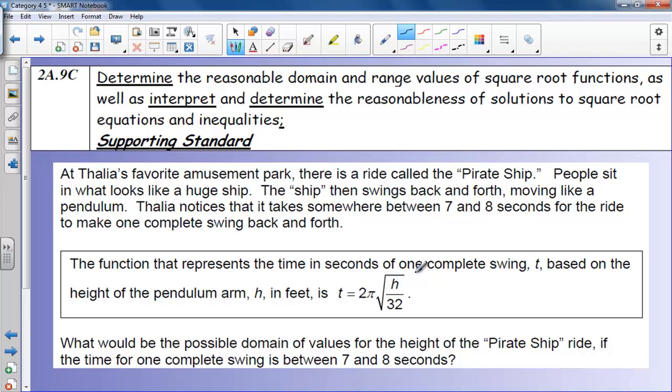So here is our situation. We're at an amusement park, and there's a ride called the pirate ship. People are sitting in this huge ship that's swinging back and forth, kind of like a pendulum does. And Thalia, for some reason, is measuring how long it takes for the ship to move all the way from one side to the other and back again. She says it takes between 7 and 8 seconds for the ride to make a complete swing back and forth. So the question here is possible domain values for this ride if one complete swing is between 7 and 8 seconds. So we're talking about what's reasonable for the situation.